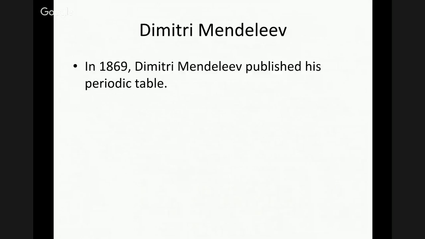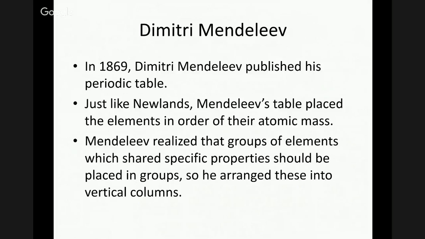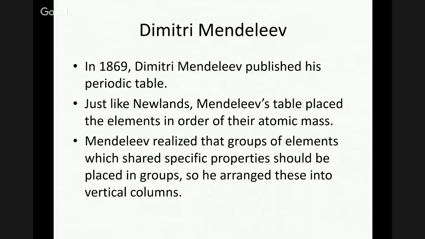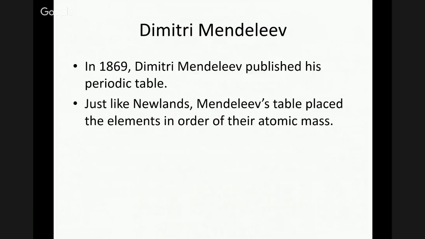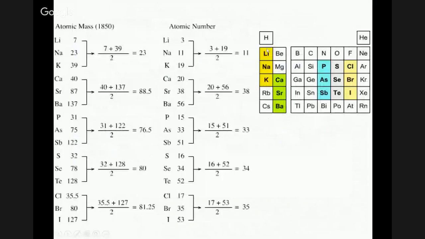But this brings us to a guy named Dimitri Mendeleev. And in 1869, Dimitri Mendeleev published his periodic table. And just like Newlands', Mendeleev's table placed the elements in order of their atomic mass. All right, so going from lightest to heaviest. Mendeleev realized that groups of elements that shared specific properties should be placed in groups. And that, by the way, if you remember, is the same idea that Döbereiner had, right? He said that things with similar properties should be put together in a group.